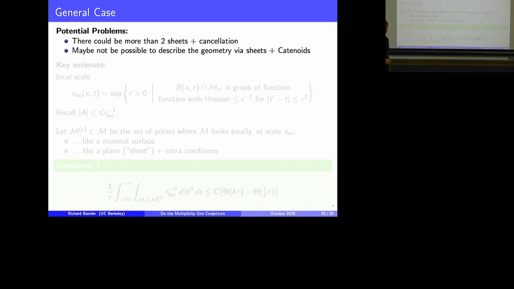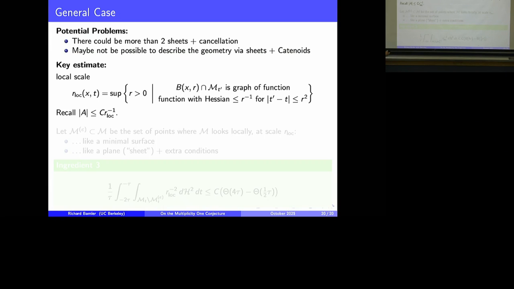And you need to say what you do with those. And so this is now another kind of interesting estimate that we use to exclude, or say that these regions can be neglected. So what we do is the following.